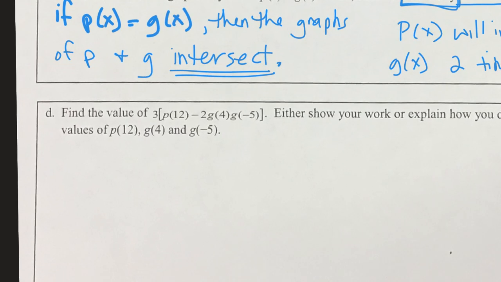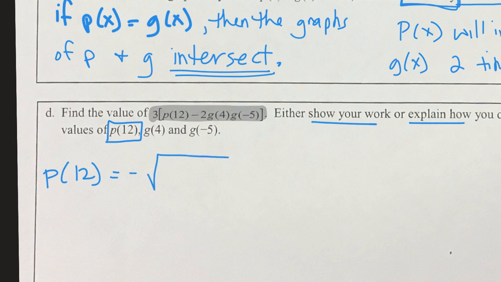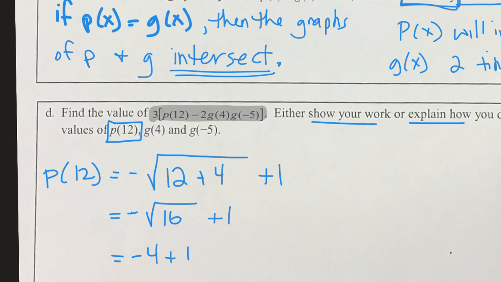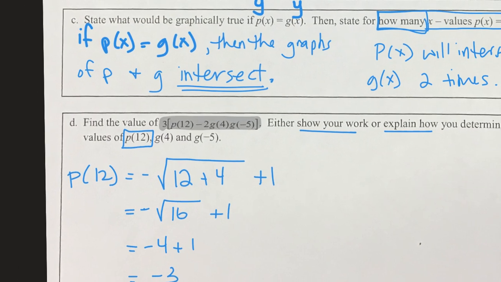Find the value of this little functional expression here, right? That little equation. Either show your work or explain. So let's show our work. How do we get P of 12? Well, P of 12 is found by plugging 12 into your equation for P. So we can do all of this nice simplifying math down here. Negative 4 plus 3. Nope, negative 4 plus 1. And we get a P of 12 of negative 3. Okay, so I have shown you my work.